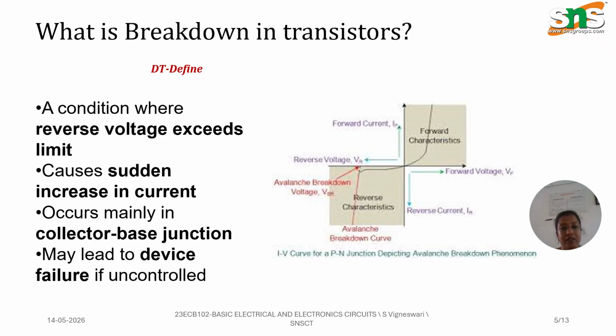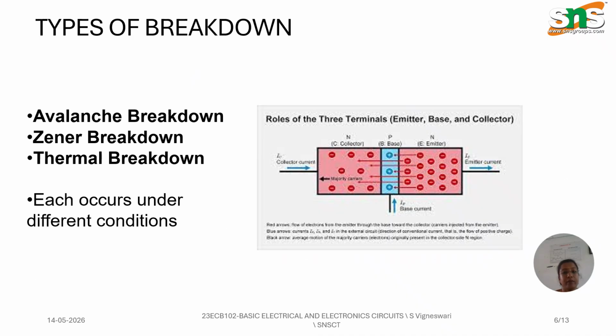What is breakdown in a transistor? It is a condition in which the reverse voltage across a junction exceeds a maximum limit. When this happens, a sudden increase in the current occurs and the junction loses its normal blocking property, so excessive heat may be generated. Breakdown mainly occurs in the collector base junction because it is reverse biased during normal transistor operation. If the current is not controlled, permanent damage may occur and the transistor fails to function properly, right?